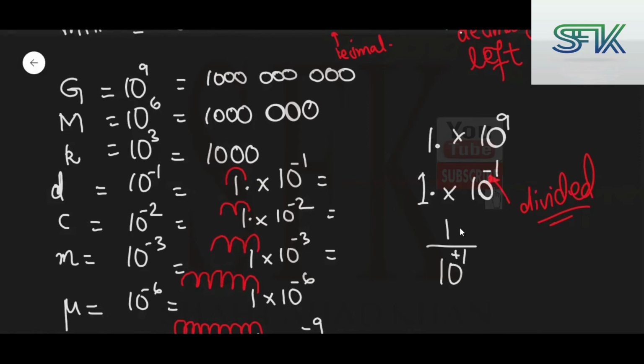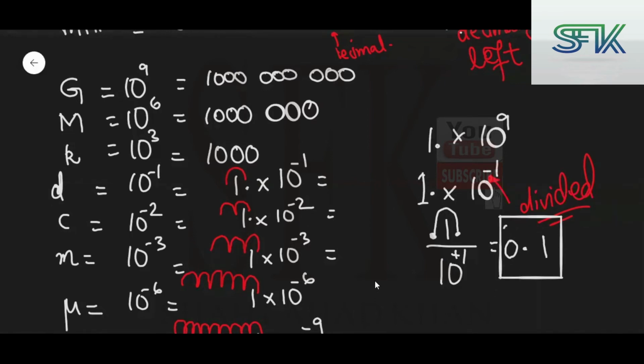Now you can solve it using your mathematical rule. This is your decimal. In the denominator you have a 10, so you jump it by 1 digit. As you jump it by 1 digit, the decimal comes right over here, so this becomes 0.1, correct? So deci actually means 0.1.